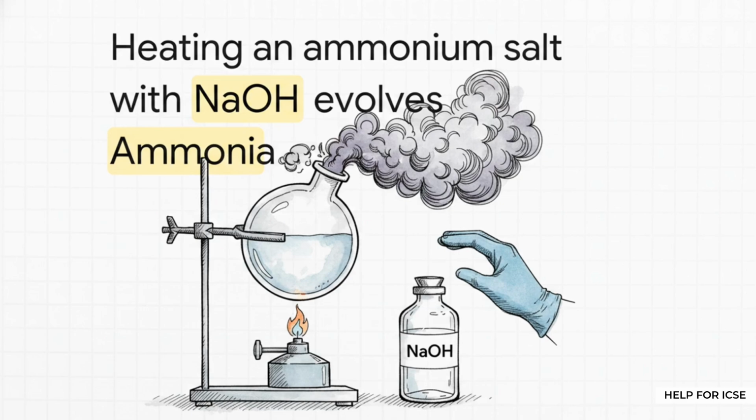And before we finish up with sodium hydroxide, we absolutely can't forget our nonmetal suspect, the ammonium ion. If you heat an ammonium salt with sodium hydroxide, you won't get a colorful precipitate. Instead, it undergoes a reaction that releases a telltale, super pungent gas, ammonia. It's a highly specific reaction that confirms the presence of the ammonium ion for sure.